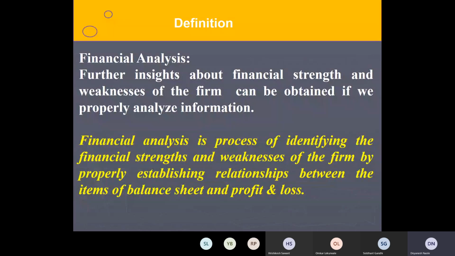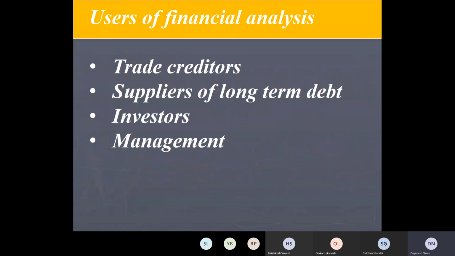Okay, so there are a number of users of this financial analysis. Like you may be a trade creditor, who is interested only in the short term liquidity position of the firm. Okay, so they would only concentrate on, say, liquidity kind of ratios, which will help them to find out what is the strength of the firm with regard to meeting its current obligations. Okay, trade creditors are the people who give credit only for a short duration.